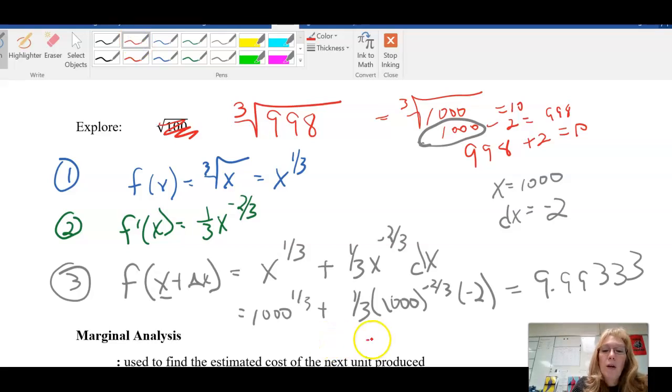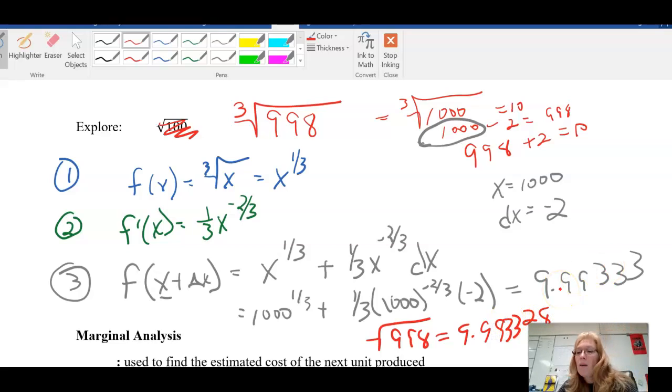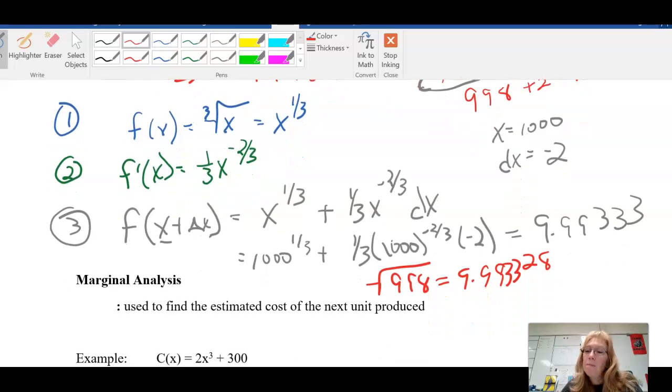So now you're going back to your calculator and you're going to type in the square root of 998 and you should get 9.993328. Again, very close, but just a little off. I hope you did a good job. Those are kind of fun.